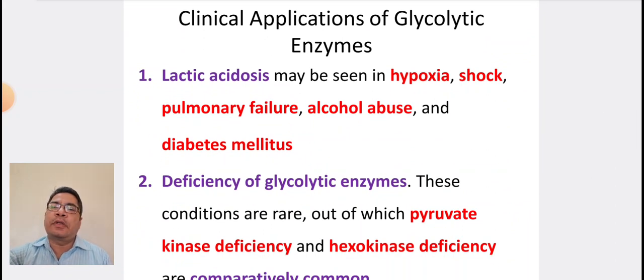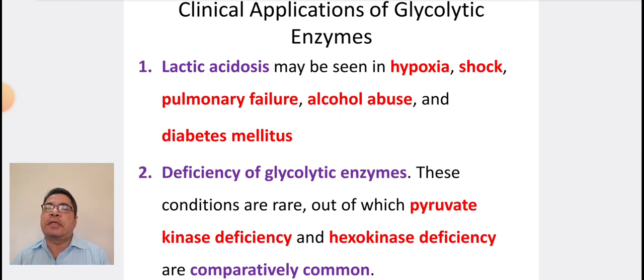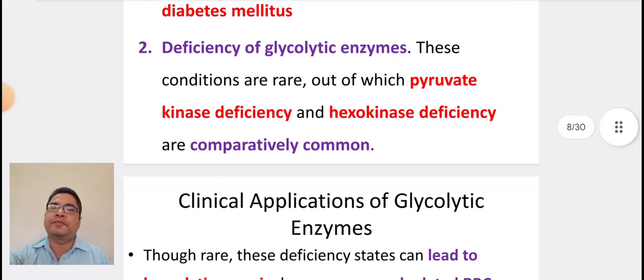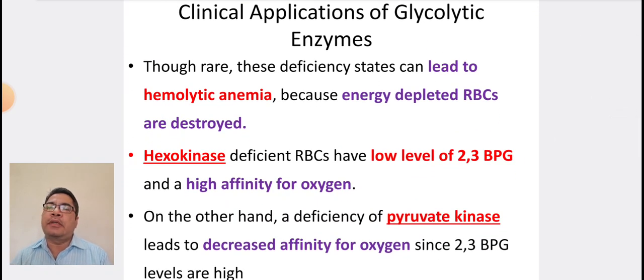Coming to clinical applications of glycolytic enzymes. Lactic acidosis may be seen in hypoxia, shock, pulmonary failure, alcohol abuse, and diabetes mellitus. Deficiency of glycolytic enzymes. These conditions are rare, out of which pyruvate kinase deficiency and hexokinase deficiency are comparatively common. Though rare, these deficiency states can lead to hemolytic anemia because energy depleted RBCs are destroyed. Hexokinase deficient RBCs have low level of 2,3-BPG and a high affinity for oxygen. On the other hand, deficiency of pyruvate kinase leads to decreased oxygen affinity, since the 2,3-BPG levels are high.